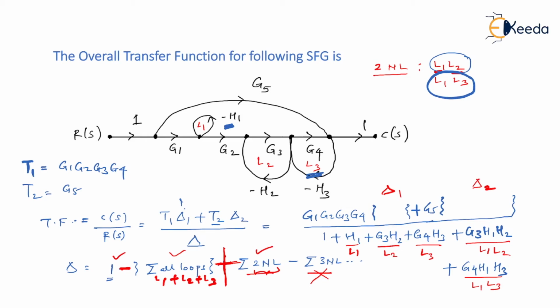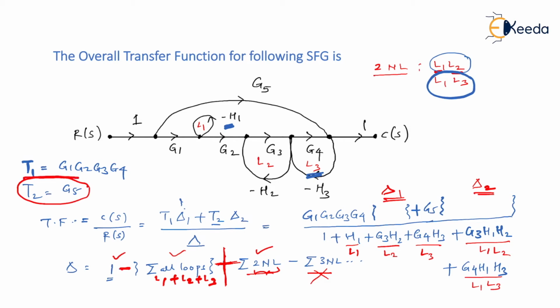And you know that delta 1 is the same as delta. The only thing is we have to remove those loops which are touching the first forward path. The reason I'm saying first forward path is because I'm talking about delta 1. A similar statement I'll make for delta 2. Delta 2 is the same as delta. The only difference is you have to remove those loops which are touching the second forward path. The second forward path over here is G5. So let us write delta 1, delta 2.